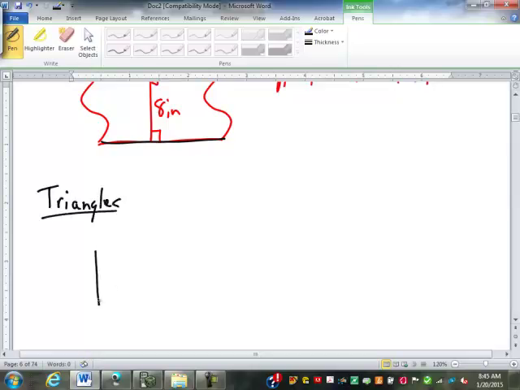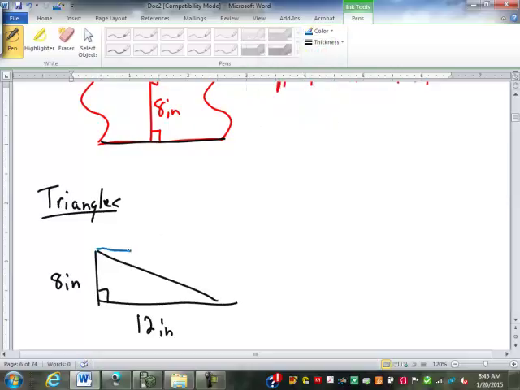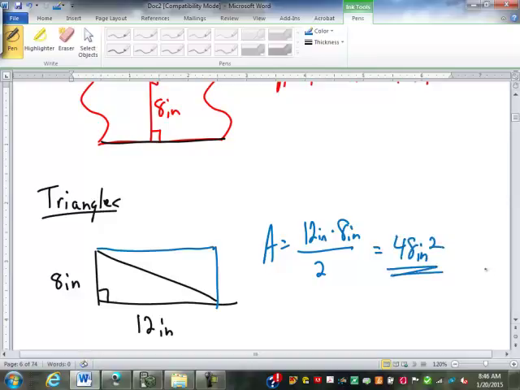We might run into something like this. Let's say that this is 12 inches here, and this is 8 inches. To find the area of this triangle, we have to look at it in terms of a rectangle. The area of that rectangle would be, again, 12 inches times 8 inches. The triangle, however, is only half of the rectangle, so we would divide by 2. So it's 12 times 8 divided by 2, or 48 inches squared.